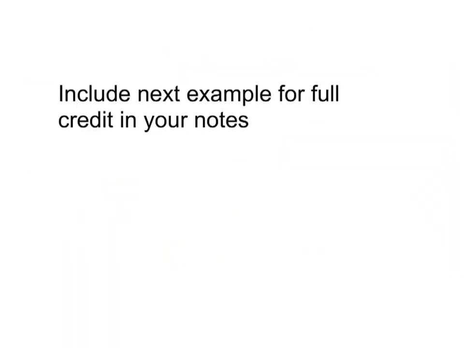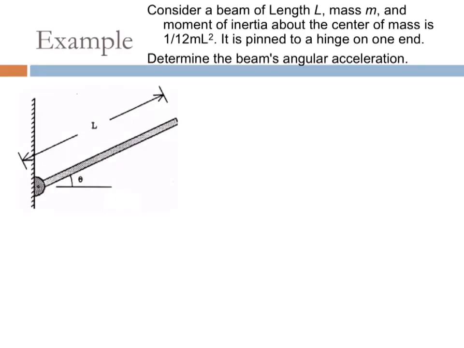Since this example is entirely something you've never seen before, you're going to need to include it in your notes for full credit. Consider a beam of length L, mass m, and a moment of inertia about the center of mass of 1/12 mL squared. It is pinned to a hinge on one end. Determine the beam's angular acceleration.